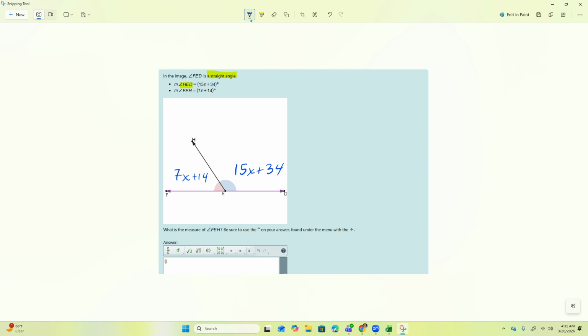That's why what I'm going to do next is I'm going to add these two angles, what I wrote in blue. And I'm going to add the x's with the x's. So 7x plus 15x is 22x. And then I'm going to add the 14 with the 34. So that's going to be plus 48. And the two angles together is equal 180. Okay? And again, I set up a two-step equation.